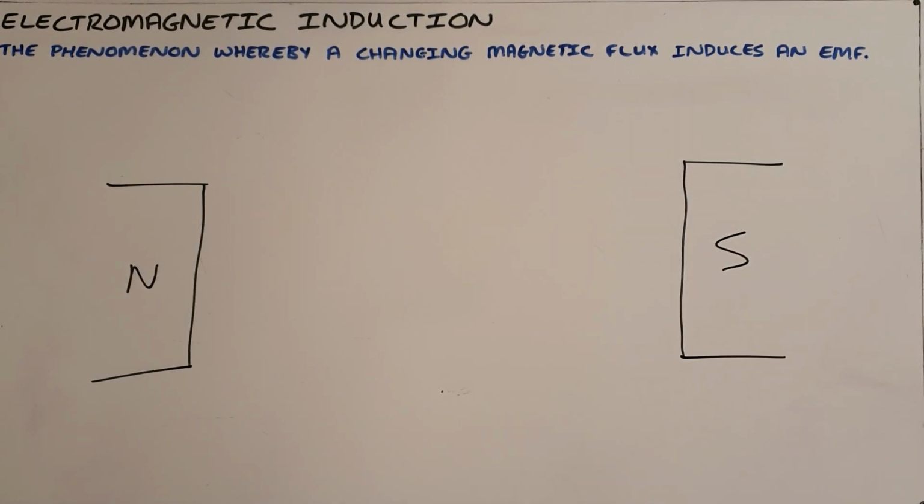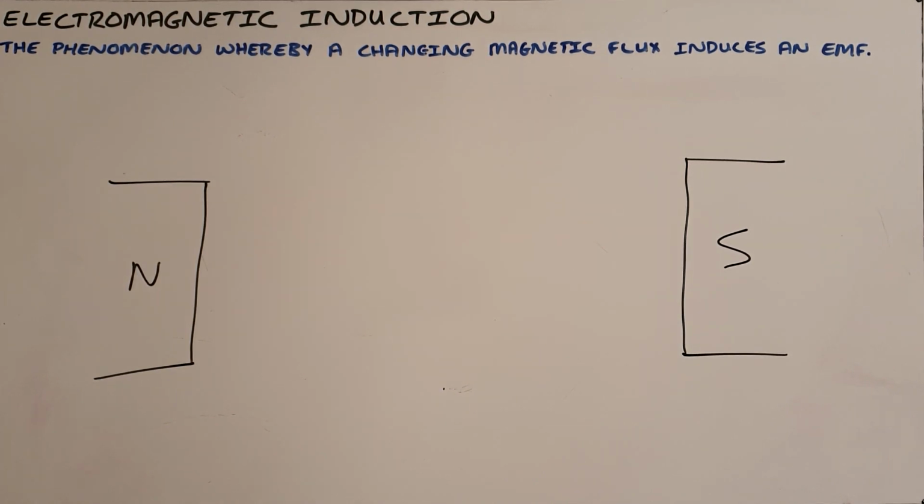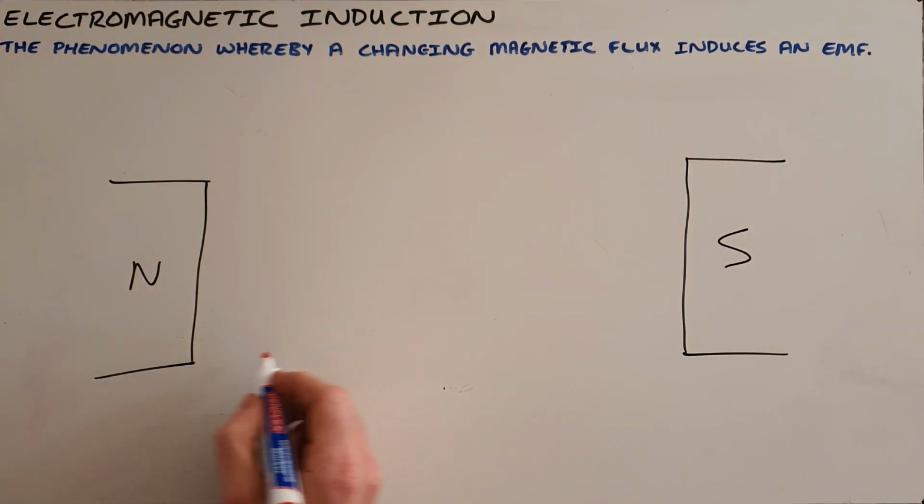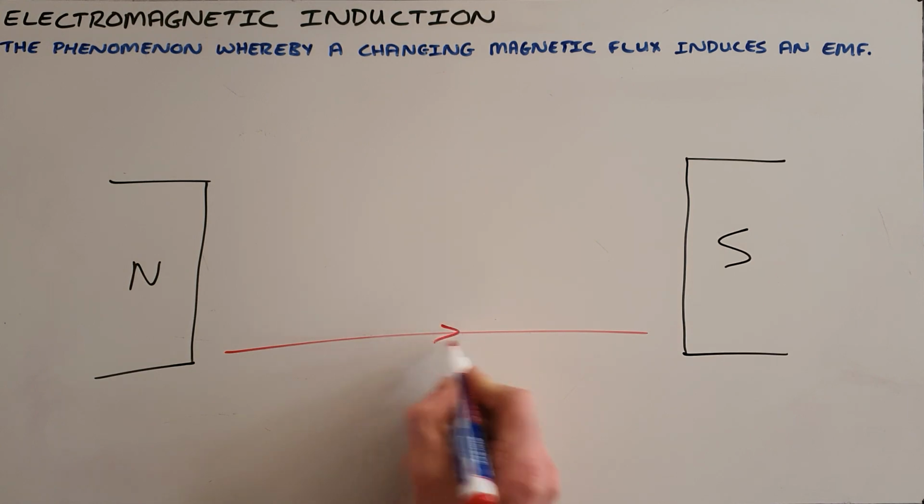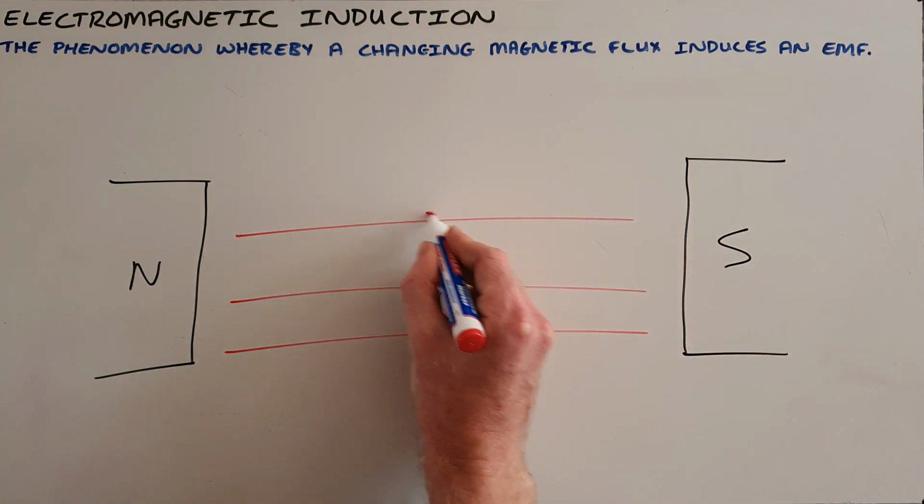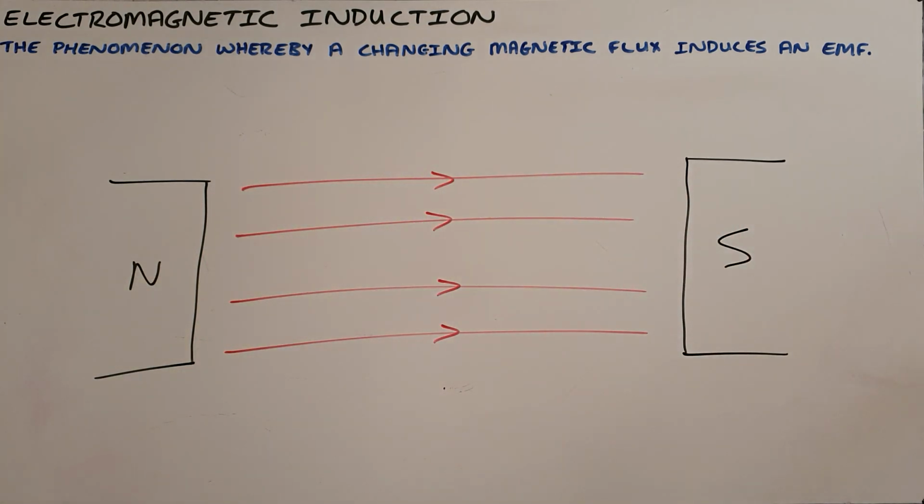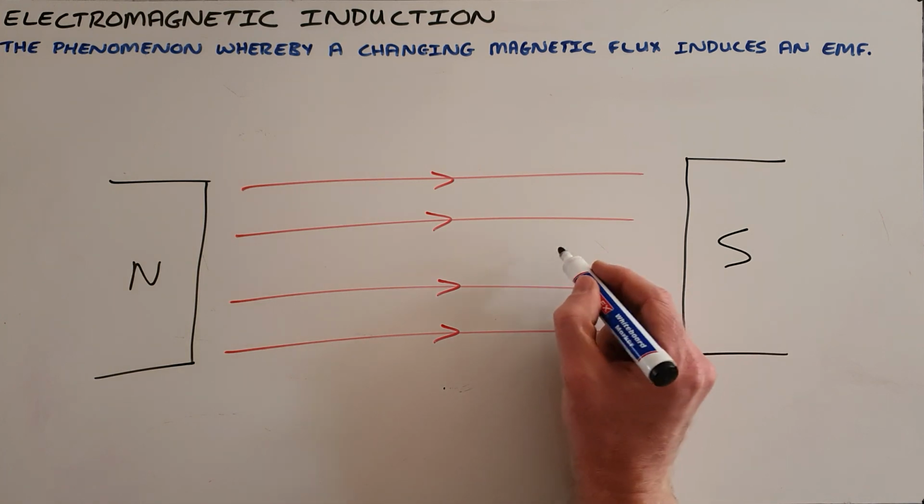Electromagnetic induction is the phenomenon whereby a changing magnetic flux induces an EMF, and this would always start with an external magnetic field, which, as we know, is always directed from the north pole of the magnet to the south pole of the magnet, and a conductor that does not have a current passing through it.